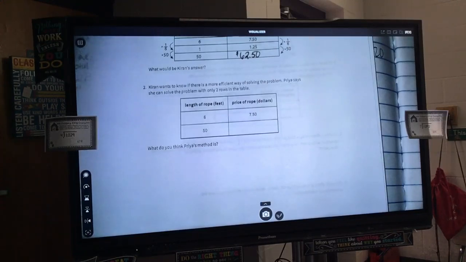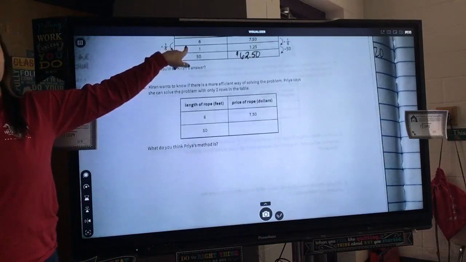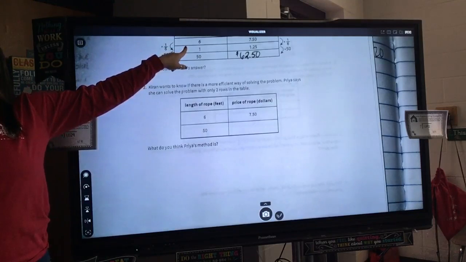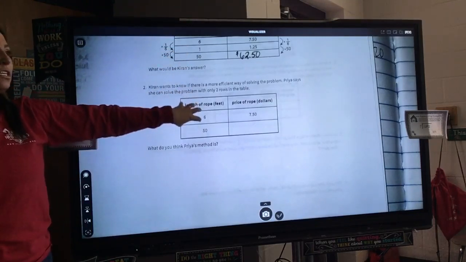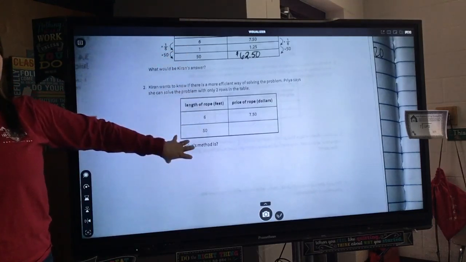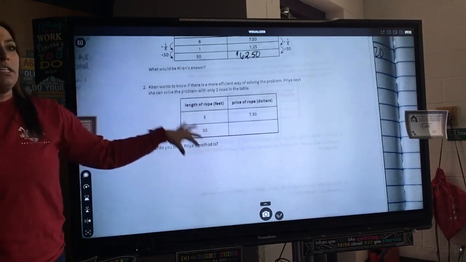Alright, so what was your thought on this method? Essentially, Priya eliminated this step of finding that unit price, right? And she just jumped right from here's this rate to this. So how many of you like this better?